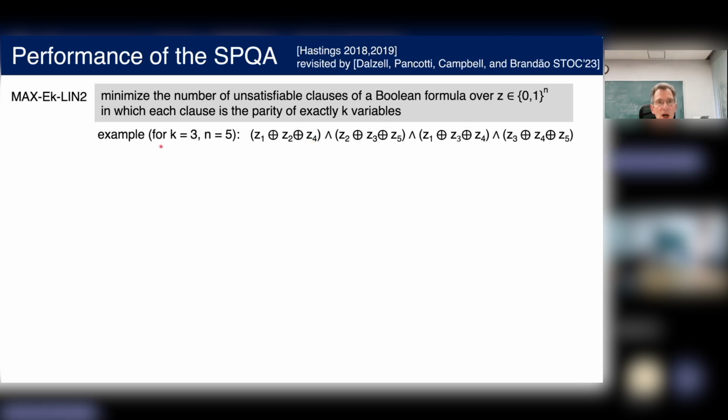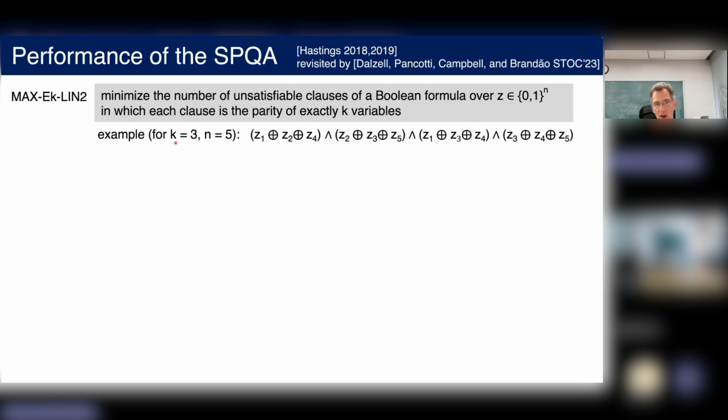So the optimization problem considered is called MAX-k-CSPs. The name is complicated, but what's done here is very easy. The goal is to minimize the number of unsatisfiable clauses of a Boolean formula in which each clause is a parity of exactly k variables. This is an important point. Each clause is a parity of exactly k variables.